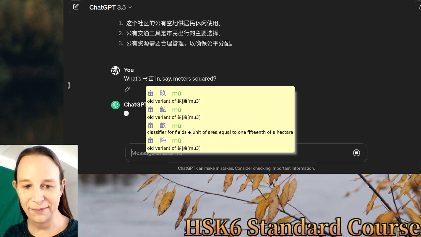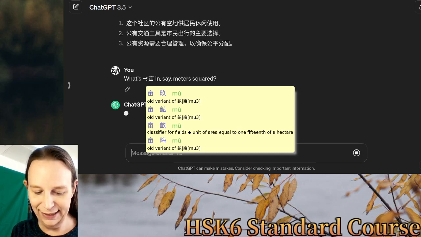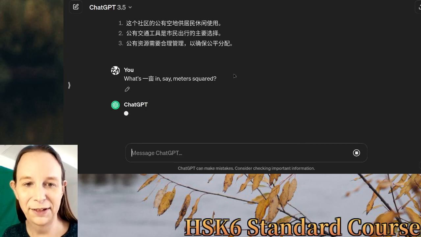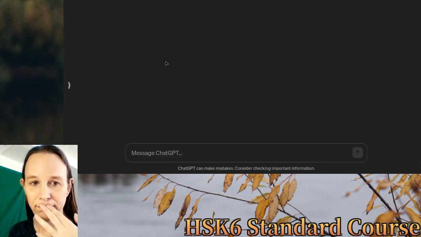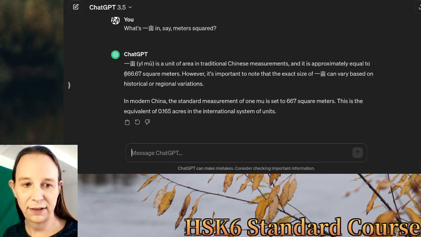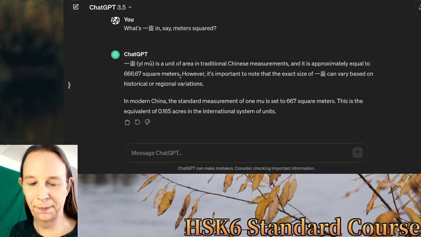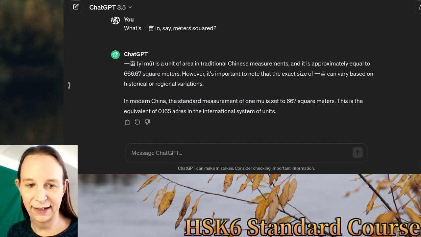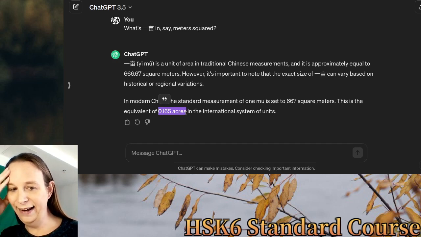Unit of area equal. Wait a minute. Didn't we come to the conclusion that a mu was 1/6 of a hectare? What? I'm 越想越糊涂. So, okay, 666 square meters. Okay, that's pretty big though. In modern China, one mu is that. All right, so this is about a sixth of an acre, right? Is that right? Yeah, something in that ballpark.